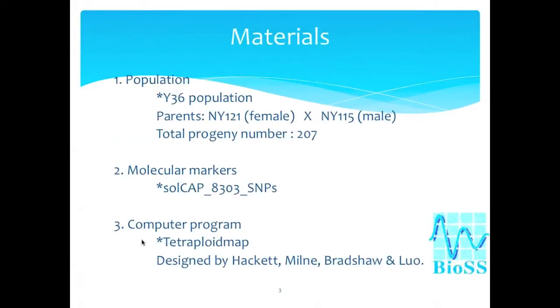For this research, I prepared the Y36 population, which comes from the cross between NY121 and NY115. The total progeny number was 207, and 1-year phenotype data were used. For genotyping, I used the SolCAP 8303 SNPs. The program that I'm going to focus on today is TetraploidMap, which was designed by Dr. Hackett, Malin, Bradshaw, and Wu.